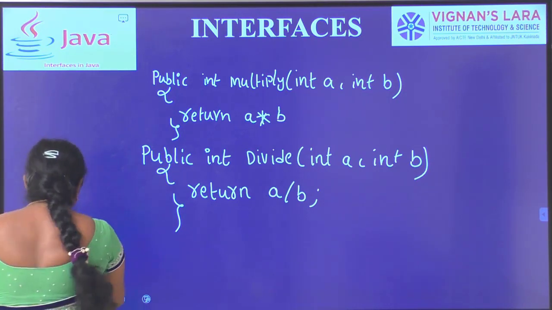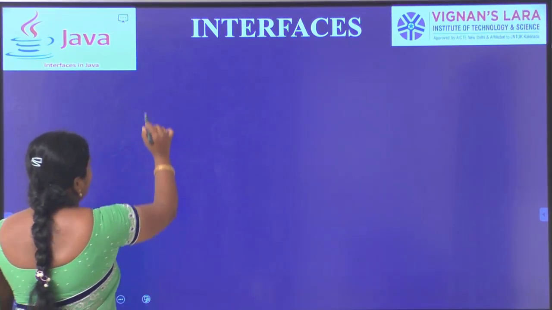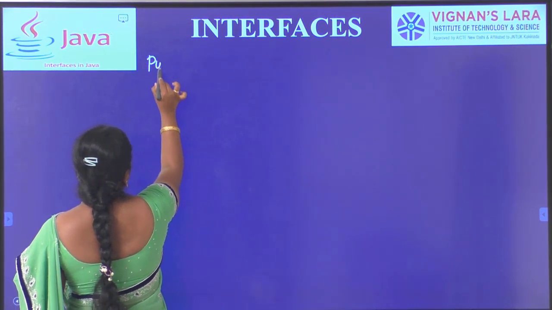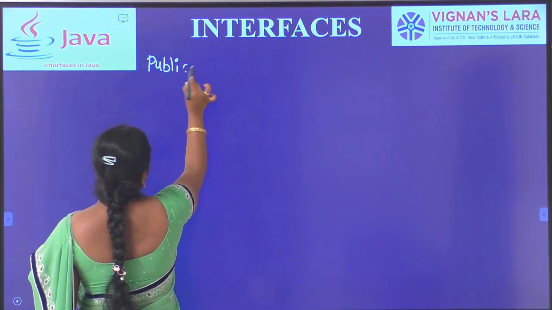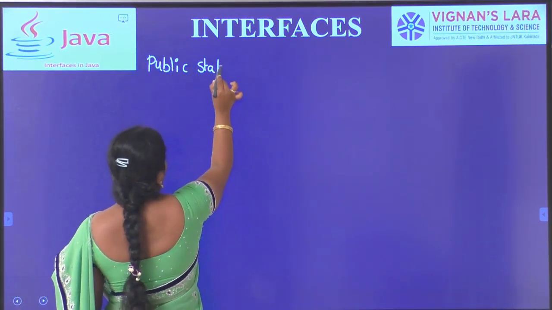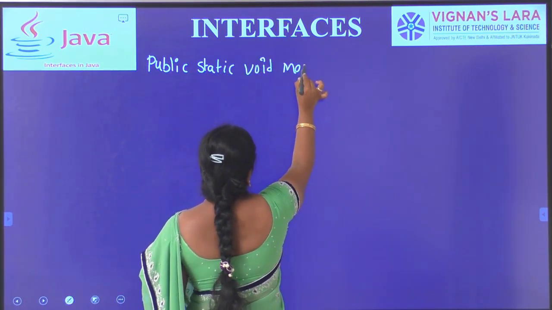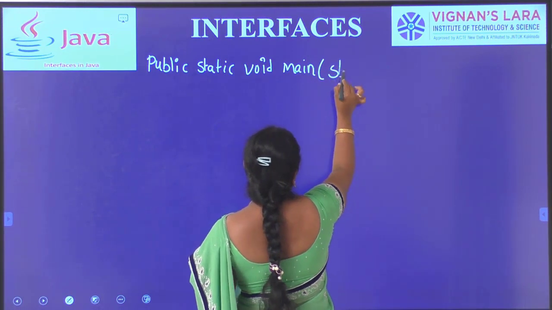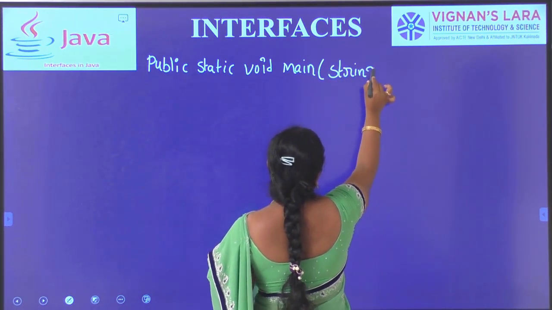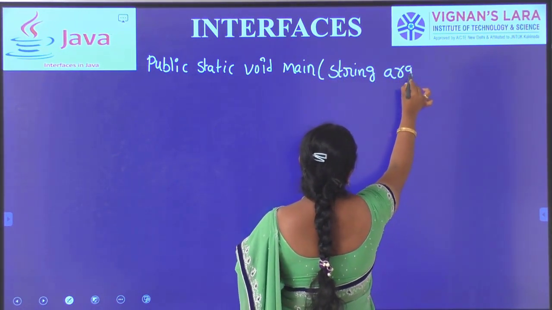Next one. Main method. Public static void main(String args[]).